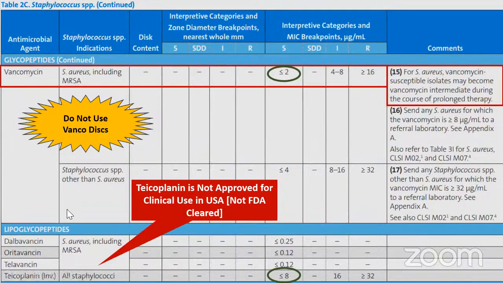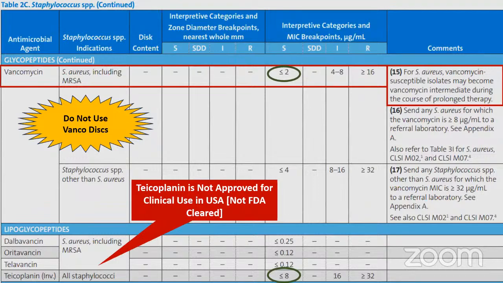So again, just a reminder: do not use vancomycin discs for Staph aureus or for staph other than Staphylococcus aureus. Now, this point number 15 is very interesting. For Staph aureus, vancomycin-susceptible isolates may become vancomycin-intermediate during the course of prolonged therapy. So if you suspect a patient is not responding, or is taking a prolonged time to respond to vancomycin therapy, you have to go back and see the history of vancomycin intake. And also, FYI, vancomycin should not be given as a monotherapy.